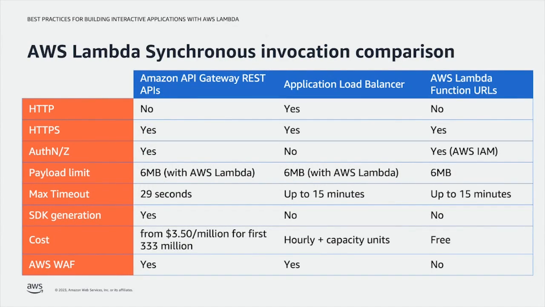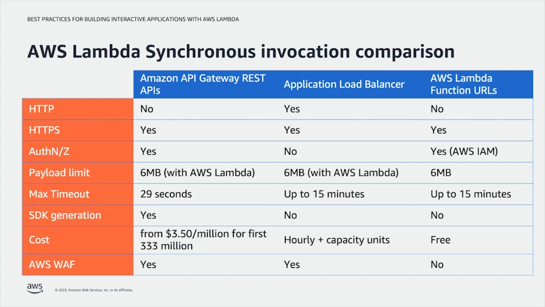In terms of payload limit, when used with Lambda, they're all the same because it defaults to the Lambda payload limit. The maximum timeout is perhaps the most important point of difference here. With API Gateway, requests will time out after 29 seconds. Whereas with Application Load Balancer and Function URLs, you have 15 minutes. So you can serve up data that takes more time to process, stuff like machine learning inferencing. There's also a really interesting mode in API Gateway that allows you to generate an SDK from your API.